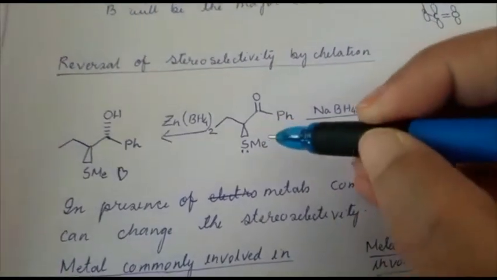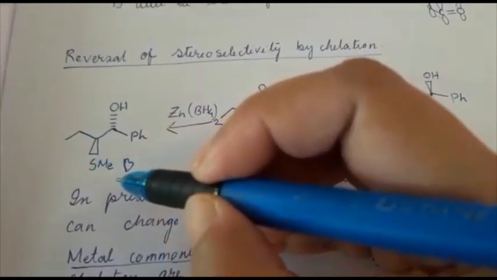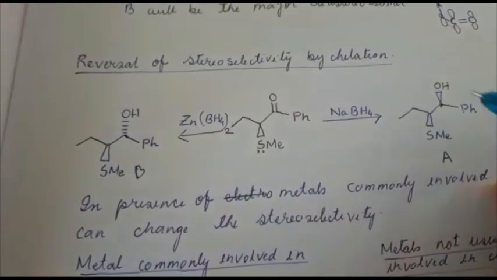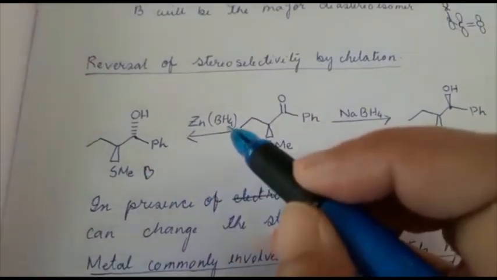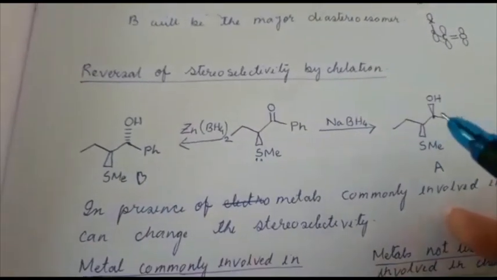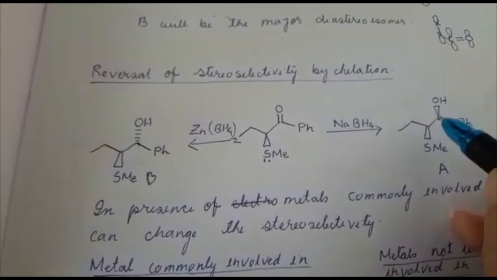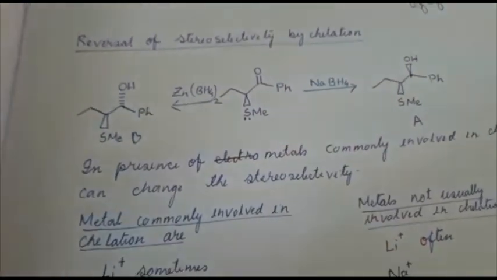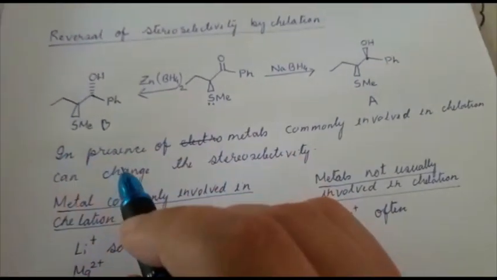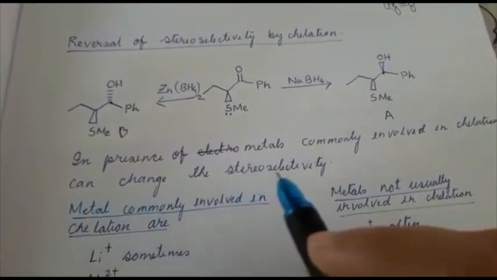Same molecule, when it is treated with zinc borohydride, then the major product is this one. That means sodium borohydride will give this as a major one, and zinc borohydride will give this as a major one. And what is observed is that there is a reversal of stereochemistry of the newly generated asymmetric center. Now, in the presence of a metal commonly involved in chelation, the stereoselectivity changes.